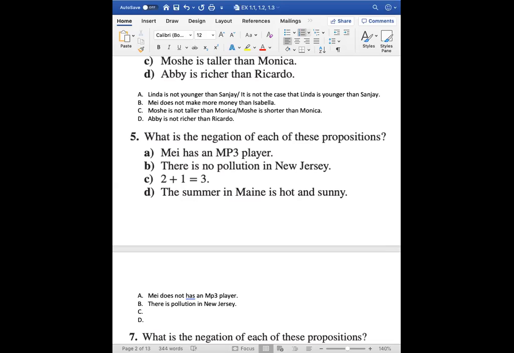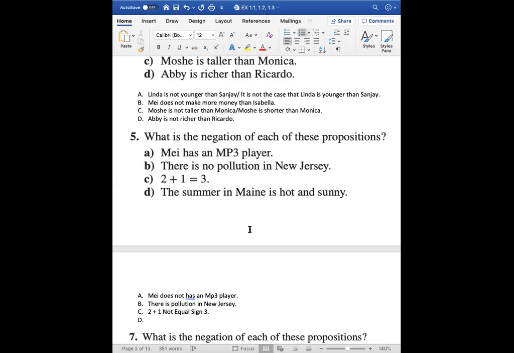So 2 plus 1 equals 3. This is also an equally valid statement. So we can say 2 plus 1, and then we will use the not equal sign. I'll just write it because I don't have the key for that. I'm sure everyone knows the not equal sign. So we can use that sign here. So 2 plus 1 is not equal to 3.